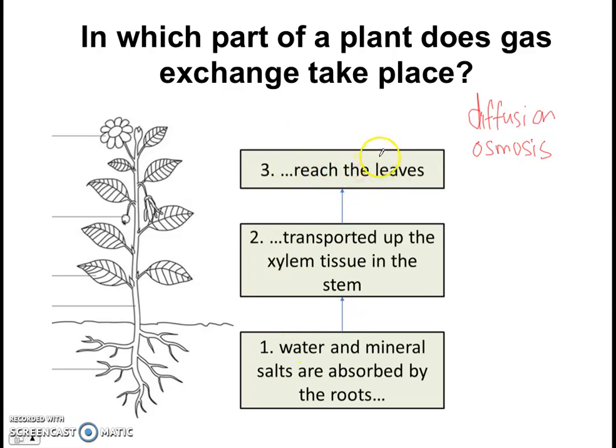Now in this lesson, we're going to turn our attention to the leaves. And we're going to look at what kind of processes take place in the leaves. More specifically, we'll look at gas exchange, the exchange of different gases in the leaf. And we'll see how this is an example of diffusion. Alright, so let's go along and see this.